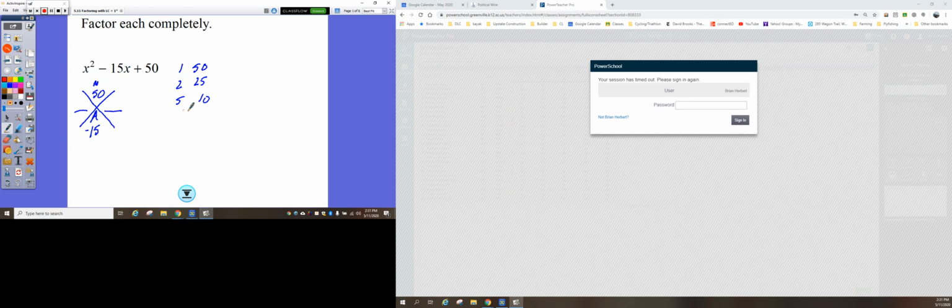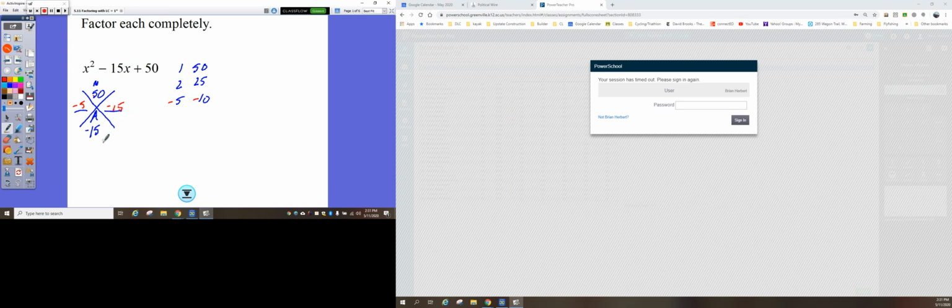So if I make both of these numbers right here negative, I'm still going to get negative 5 times negative 10 gives me a positive 50. But negative 5 plus negative 10, that gives me a negative 15. So I put those two numbers in here, negative 5 and negative 10.